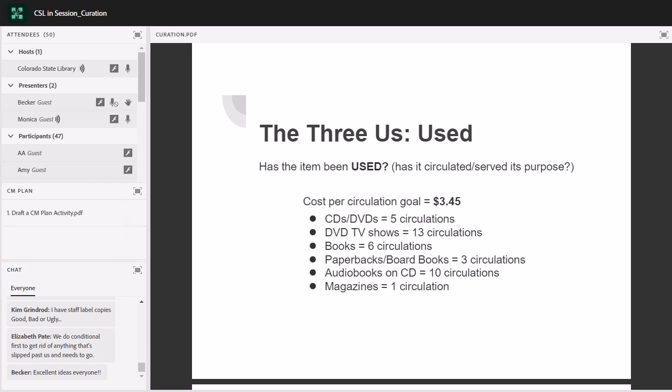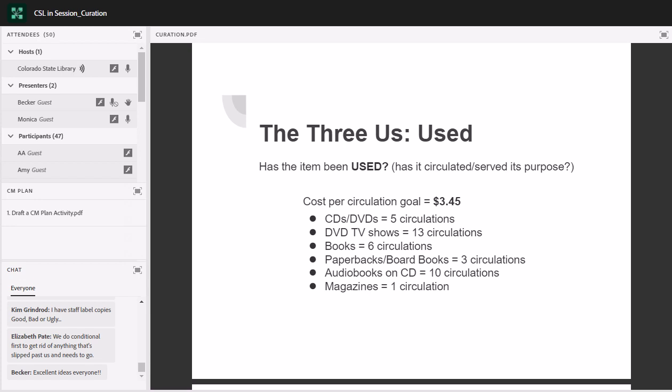So I know I saw some people out there using MUSTIE and CREW. We use kind of our own thing that we call the three U's. So the first one, has the item been used? Our board of library directors set up a cost per circulation goal, looking at how things circulated, how much they cost, and what other libraries were using around the city as well as other urban libraries. And the goal they came up with was $3.45 per circulation.